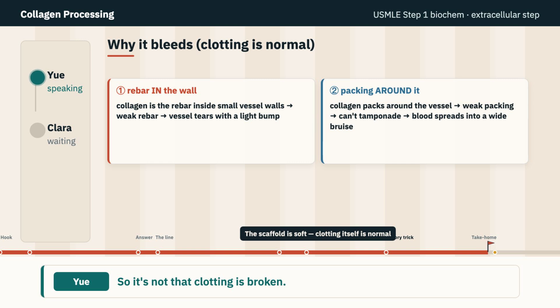So it's not that clotting is broken. Clotting is fine, the scaffolding is soft. So vessels tear easily, and nothing pinches them shut.